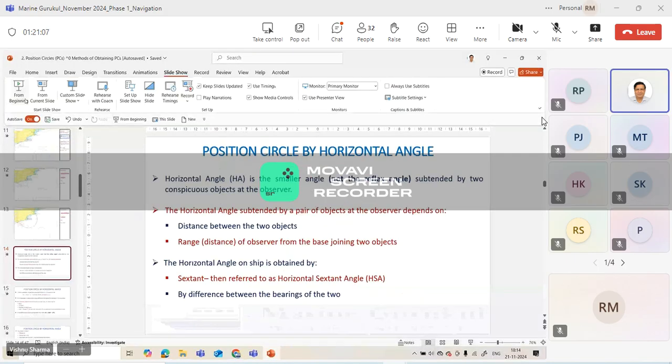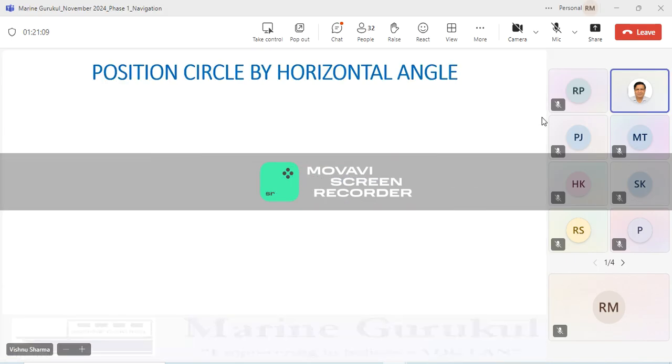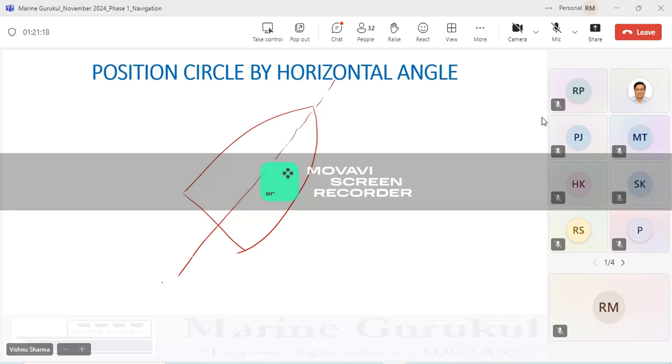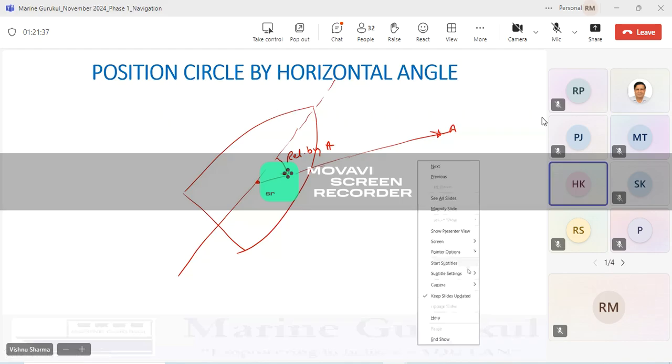Now let me explain the relative bearing. Relative bearing is with respect to the ship's head. Let us say I have a ship heading like this. If I have a lighthouse A here and I join this line, this angle is the relative bearing of A. Am I right, guys? This is the relative bearing of A. Yes or no? Correct? Yes, sir.